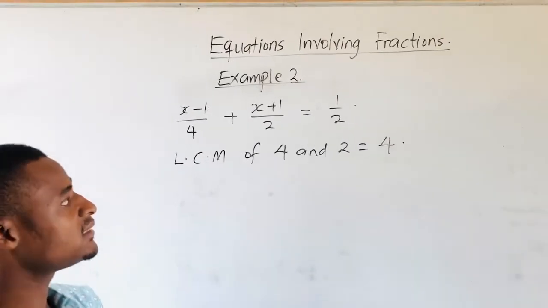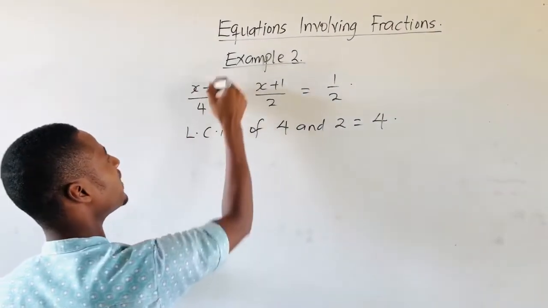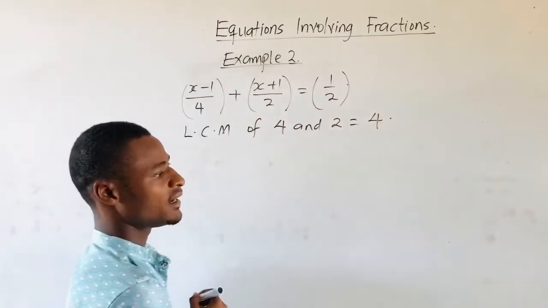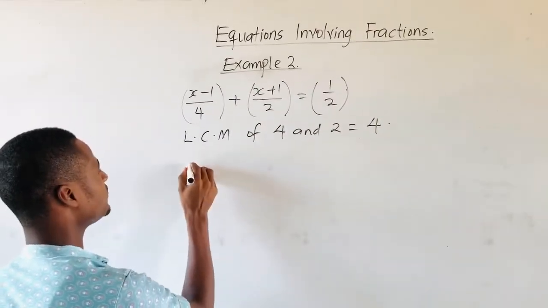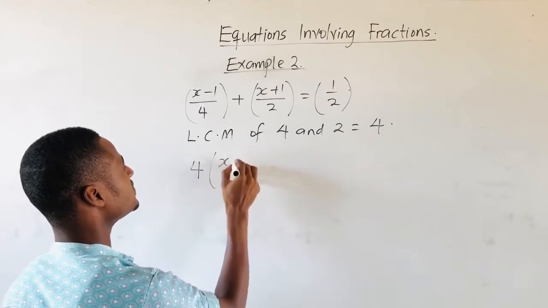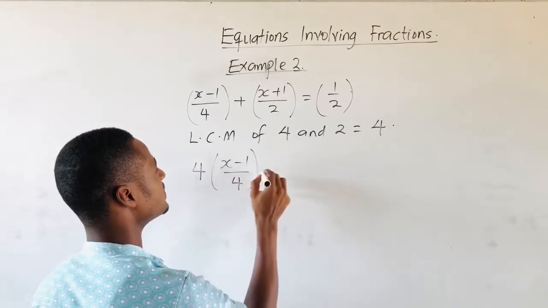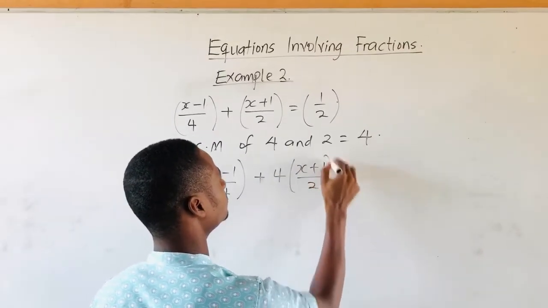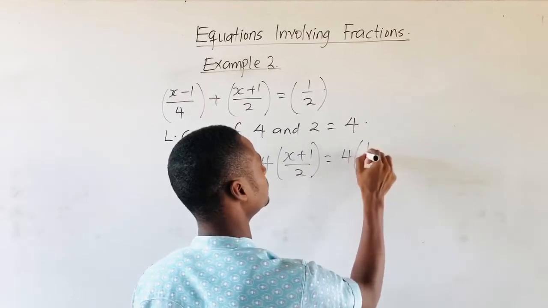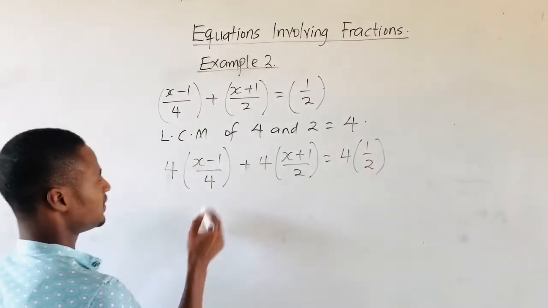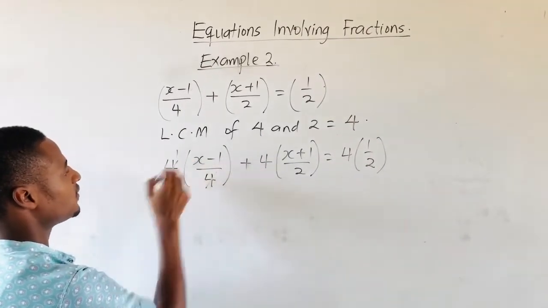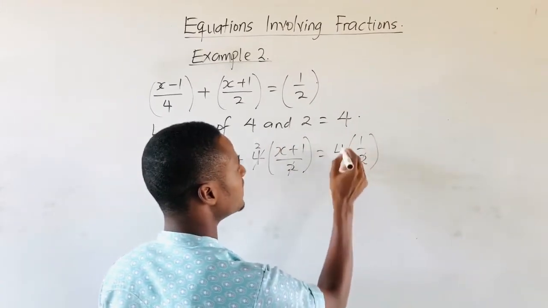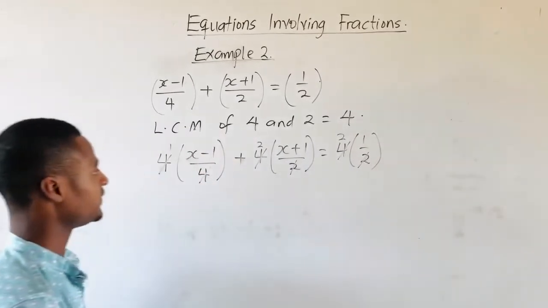Then the next thing is to multiply each term by the LCM of the denominators. And so we are going to multiply through by 4, which is the LCM of the denominators. 4 cancels 4 to give us 1. 2 cancels 4 and we have 2. 2 cancels 4 here and we have 2 again.